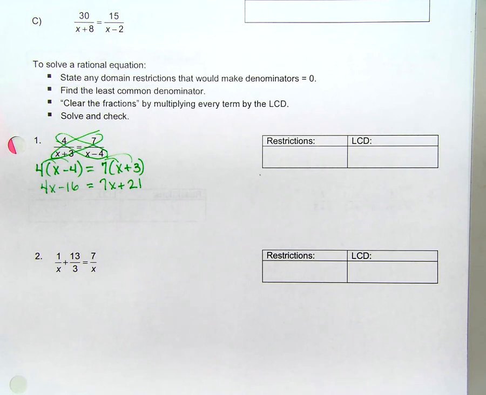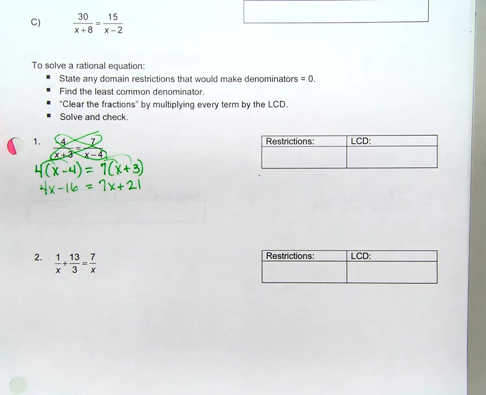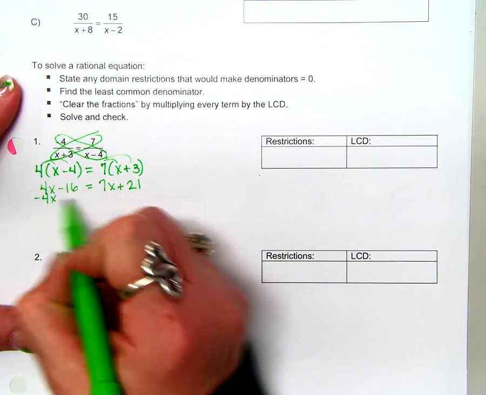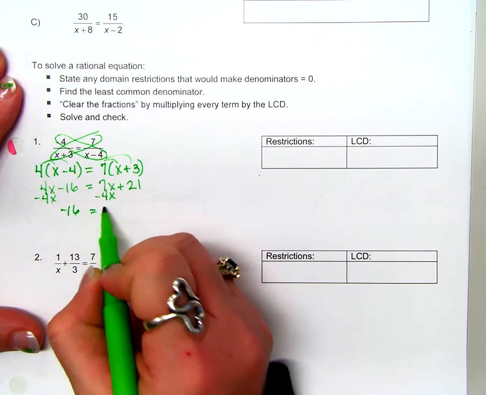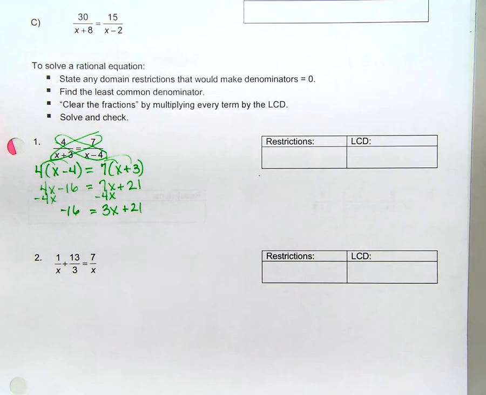What do we do from here? Distribute, right? We did that. So now what? That's all right. Subtract 4x from both sides? I'm okay with that. Is that the only thing we can do from there? No. Several different things, right? So that's what we have so far. Now what? Would I subtract 21 or would I add 16? Add 16. Does it matter?